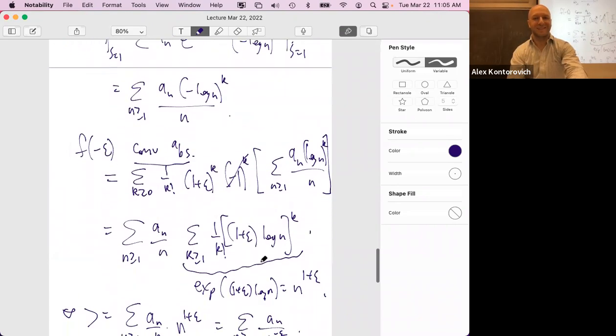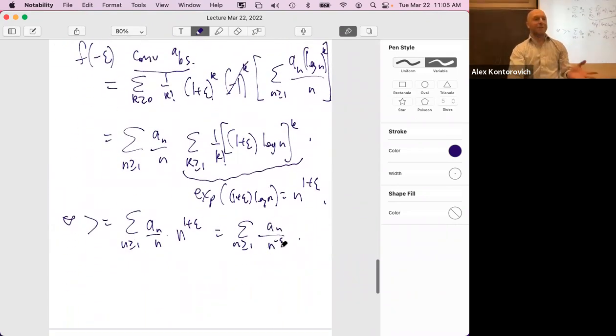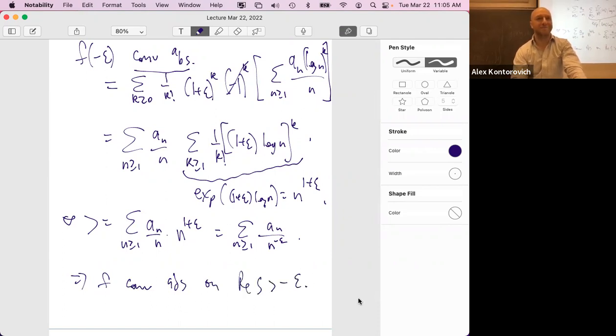That gives me absolute convergence everywhere. Like looking at the series? Yeah, because that's what the series at minus epsilon would be. It would be a_n over n to the epsilon plus it. But in absolute value, that's just a_n over n to the minus epsilon, because n to the it has absolute value 1. So F converges absolutely on real part of s greater than minus epsilon.